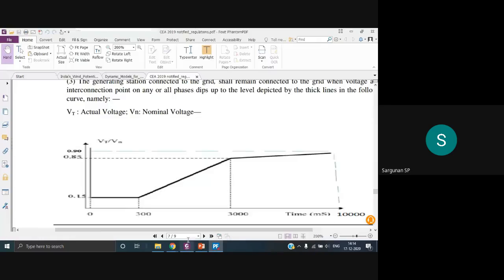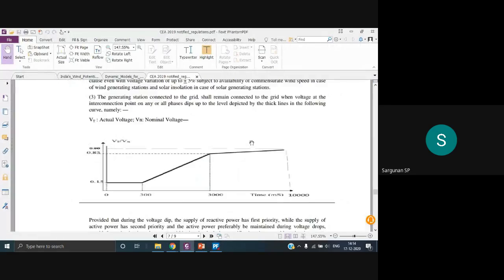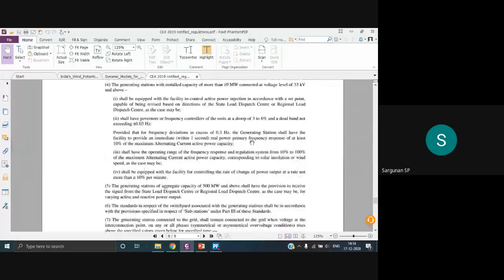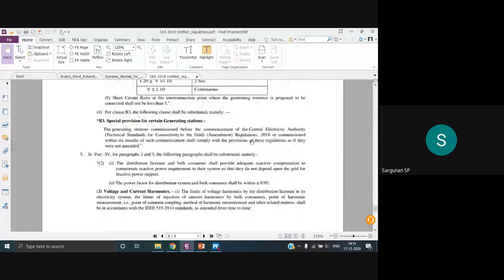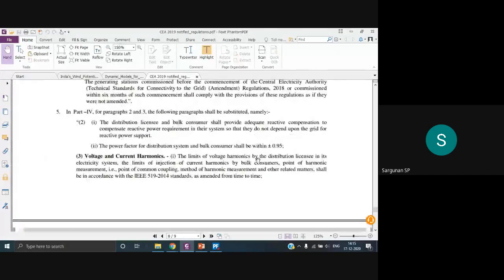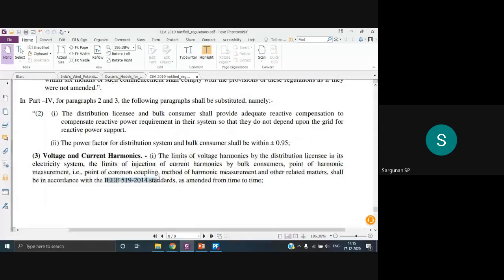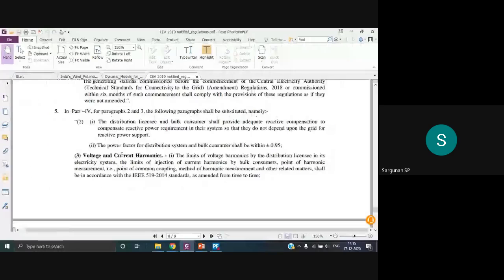As ma'am has explained, we'll also be seeing the harmonic studies. If I go here, you can see this IEEE 519, the CEA guidelines according to India. If you are connecting at 33 kV a large-capacity wind farm, or whether it is solar, any generation, you need to pass through these guidelines. You need to prove these guidelines.